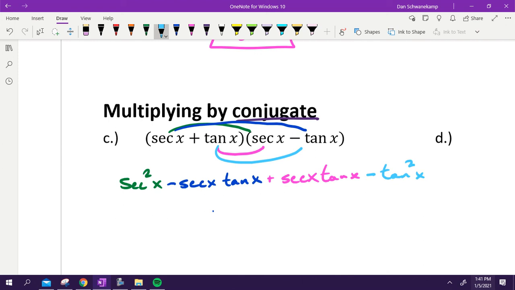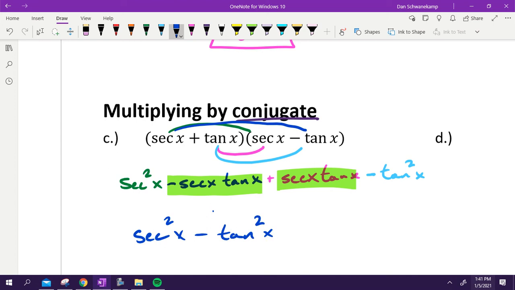What happens when I multiply those conjugates together? This guy right here and that guy right there. I've got a negative secant tangent. I've got a positive secant tangent. When I add them together, what does that get me? 0. We say cancel it out a lot. There's a difference between this canceling out when we add them and when we multiply. But those two things cancel. So I'm left with secant squared x minus tangent squared x.